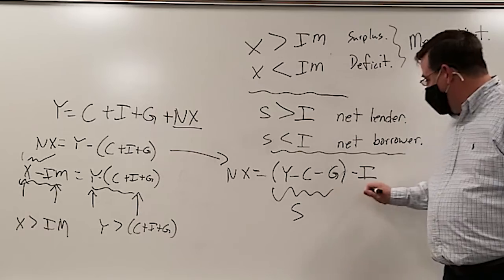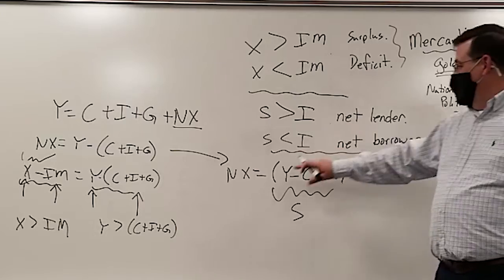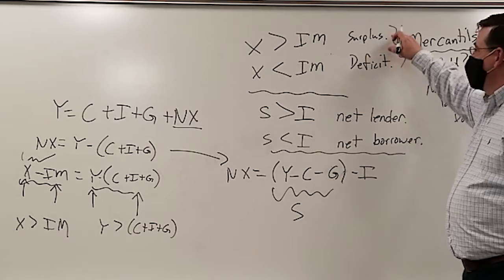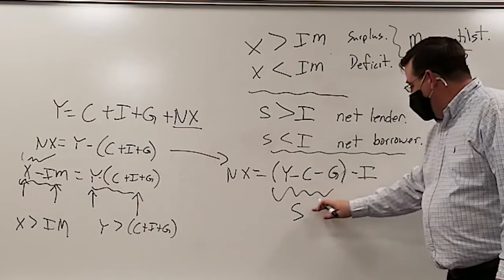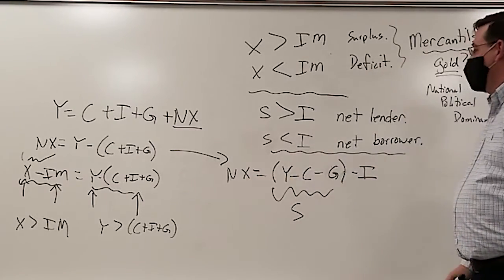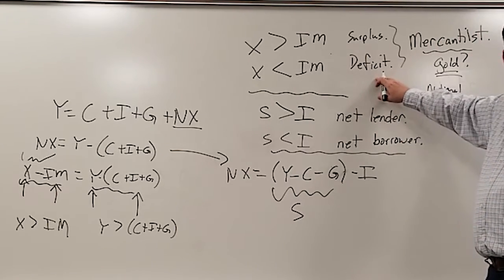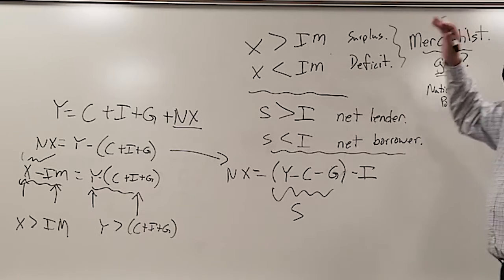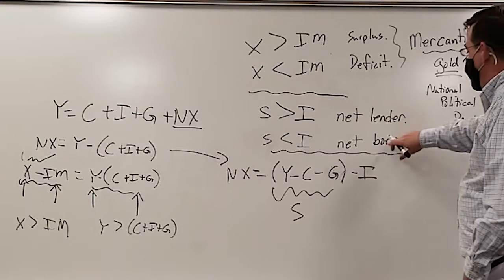When savings is larger than investment, we've got a positive right-hand side. So when savings is greater than investment, we also have positive net exports and we have a trade surplus. When savings is less than investment, net exports is negative, so we're a net borrower and we have a trade deficit. There's more imports coming into the United States than exports leaving the United States. It must be the case that people in other countries are buying financial assets within the United States, which makes us a net borrower.